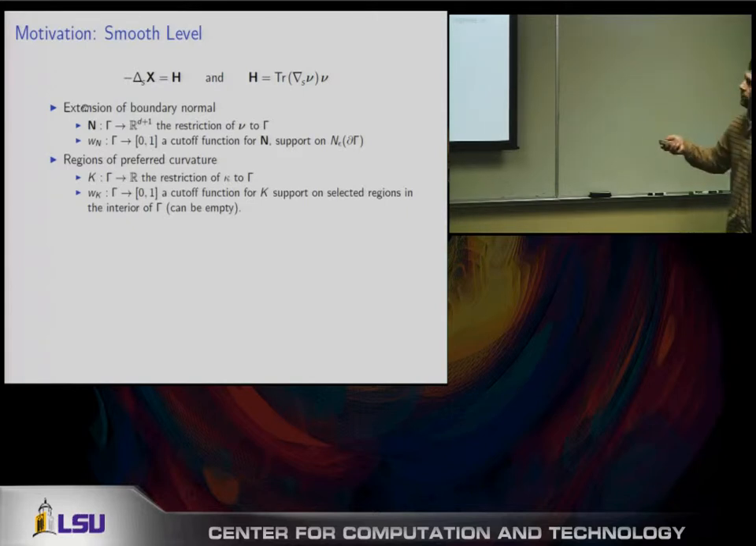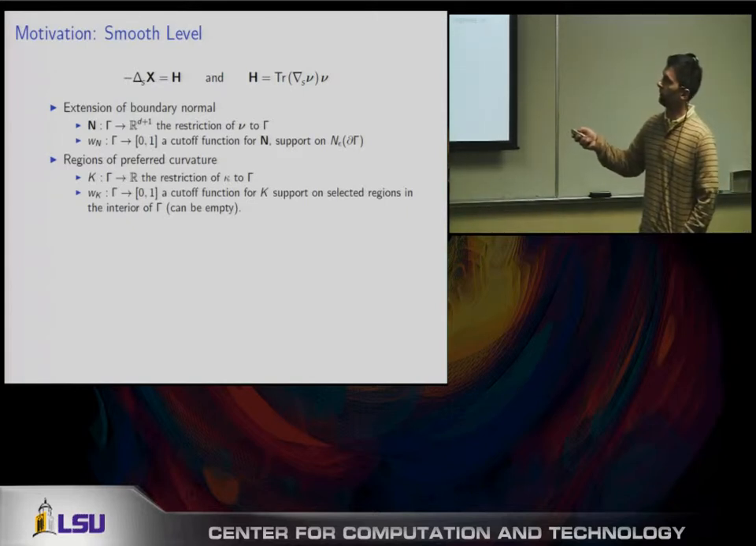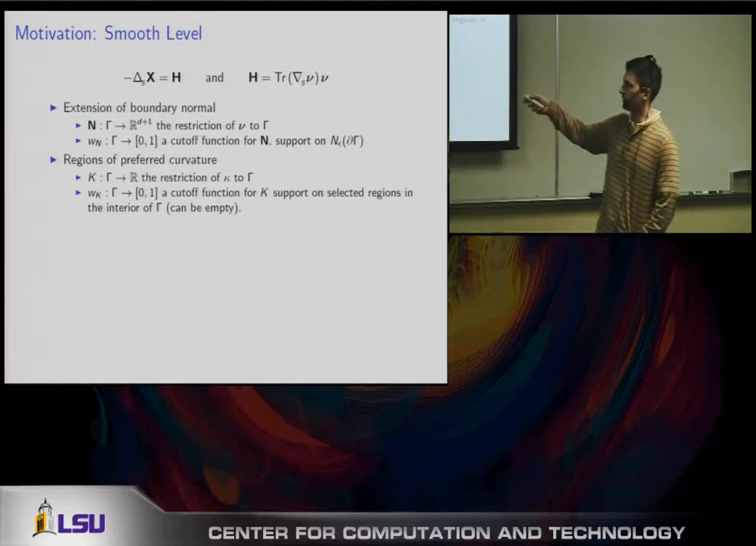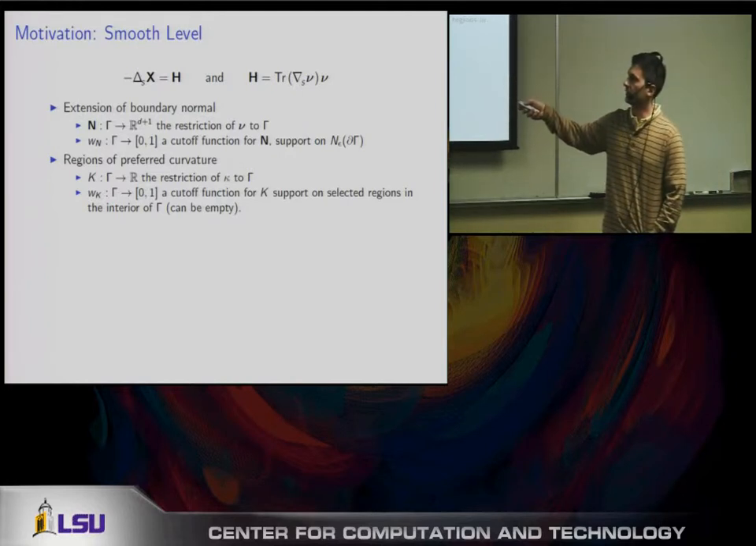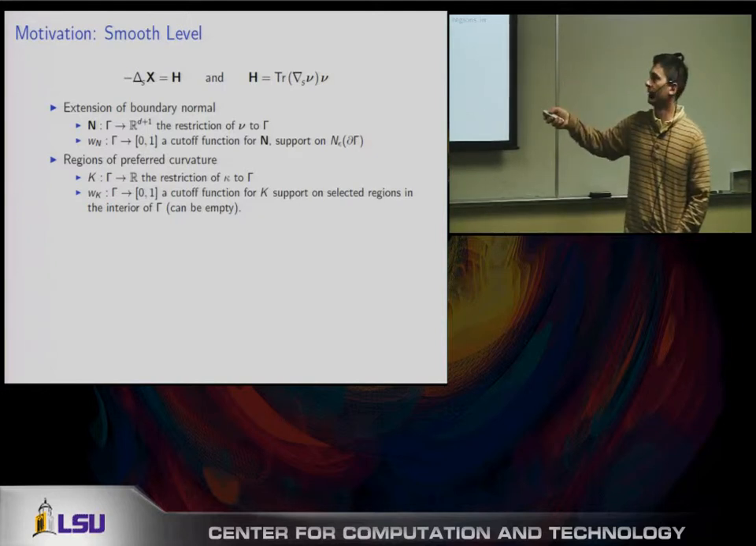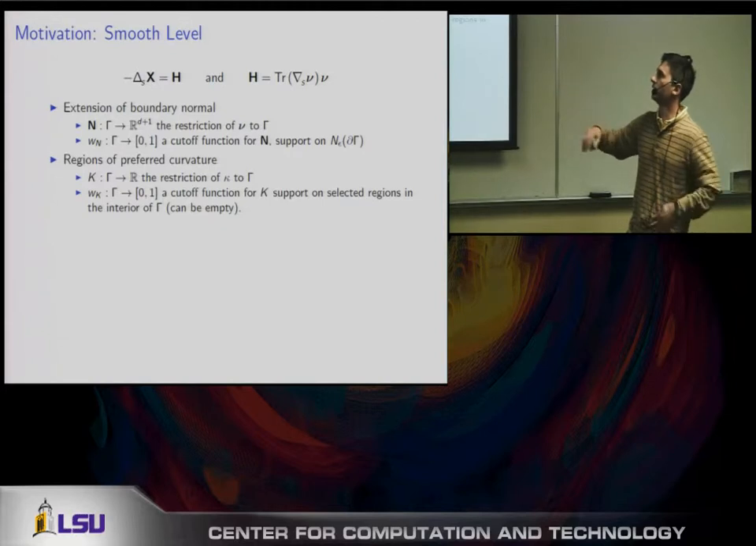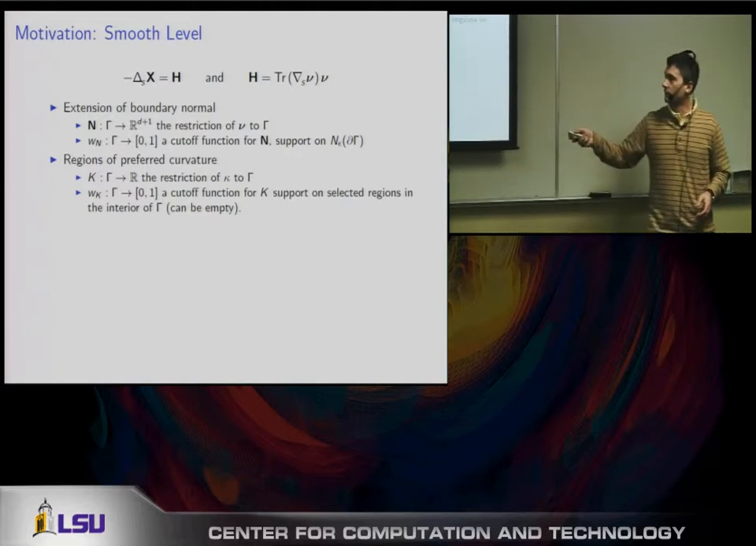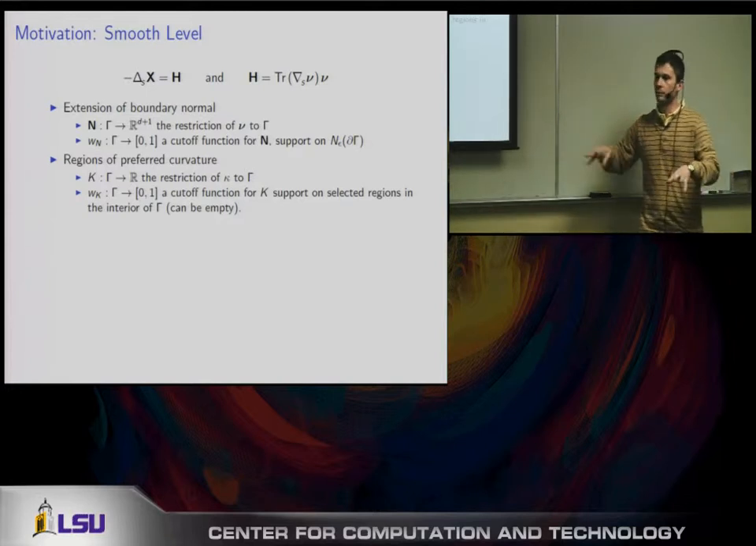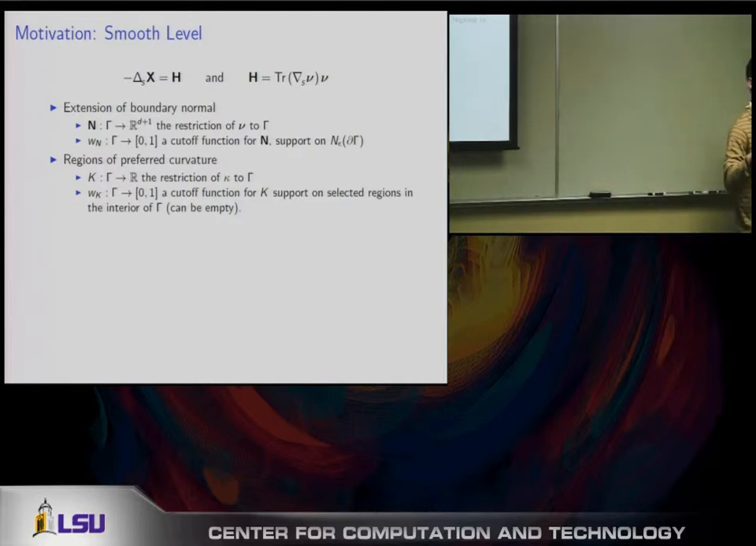So extension of the boundary normal, let's consider a capital N that is just a restriction of the normal of the surface. At the smooth level, we have everything available. So I'm just renaming the normal, but also I'm selecting certain pieces of the surface where this normal will act. In principle, I want this to be active only close to the boundary. And also for the curvature, a restriction of the real curvature, and now this WK is selecting some interior regions where I want the curvature to be like that. But at the smooth level, I'm doing nothing, just redefining things with different names.